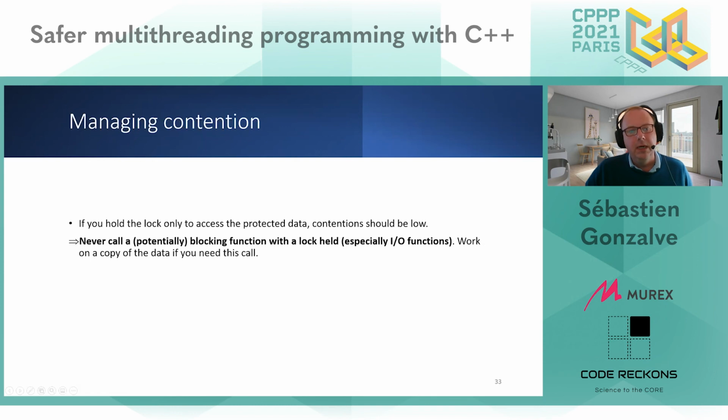But one must take care not to call blocking functions while holding the lock. So you should constrain yourself to take the lock only when changing or reading the data, and any function call, and especially IOs, should be done, if possible, on copies that do not hold the lock.